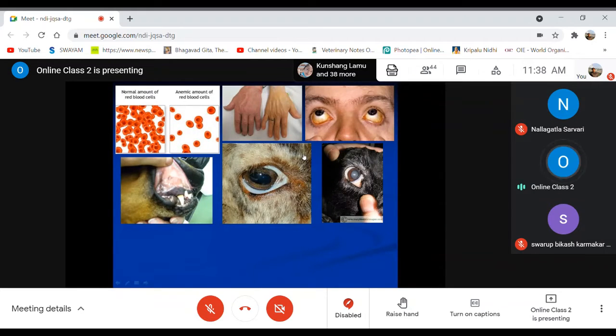After the lysis of the RBCs, as I have already described, the iron-containing heme portion and the globin are separated. From the heme, bilirubin is separated, and the bilirubin is retained in the blood circulation and tissues. It gives a yellowish discoloration when the concentration is very high, and that is the indication of the disease we call jaundice.